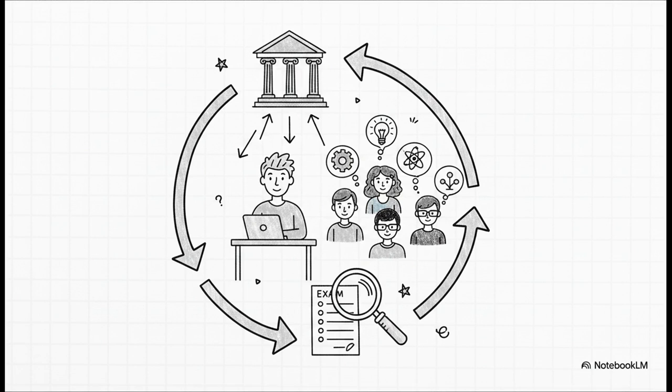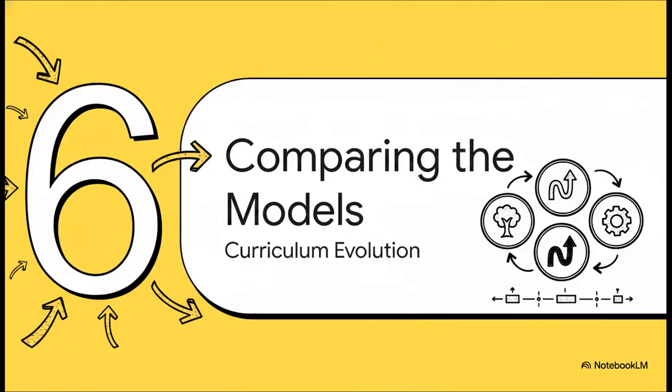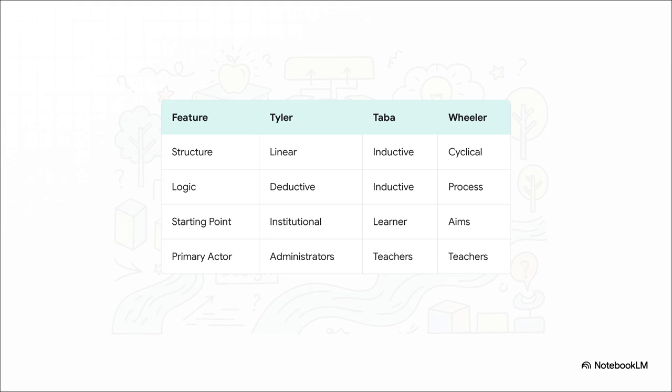And finally, they'll use final exam results and post-lecture evaluations to revise the syllabus for the next semester, completing Wheeler's continuous cycle. It's a perfect hybrid. Section 6, comparing the three models, synthesizing the evolution of curriculum theory. Bringing all this information together right here, you can so clearly see the historical shift. I mean, we literally go from Tyler's rigid, linear, sequential structure all the way to Wheeler's cyclical and continuous one.